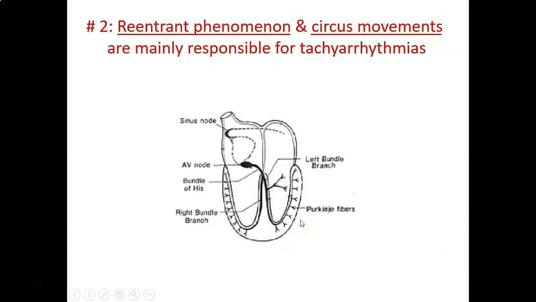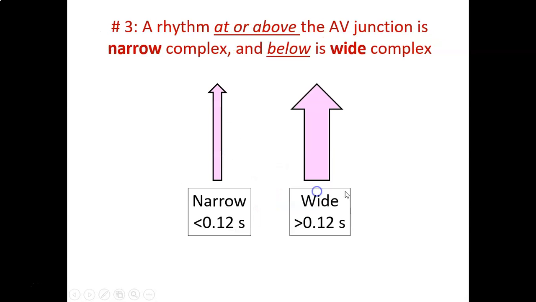But if the source of electricity is outside the normal conduction system, the electricity may flow in the atria in a circular fashion, or if it starts from the ventricles, it may move in the ventricle in a circular fashion, or it may enter from the atria to the ventricle and go back, which is called re-entrant phenomena. So these are the important mechanisms of generation of electricity and the generation of the arrhythmias.